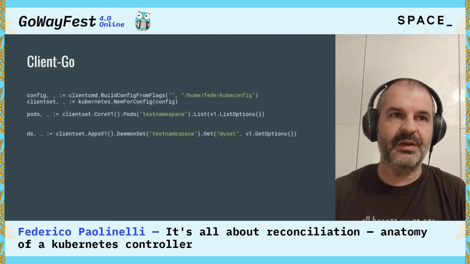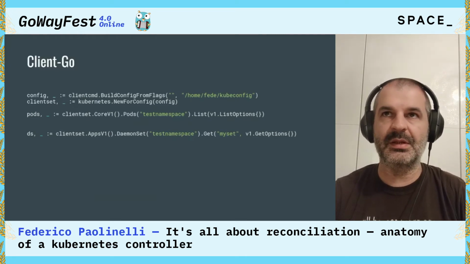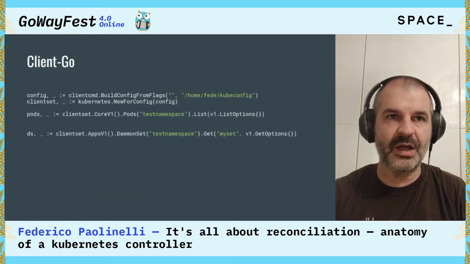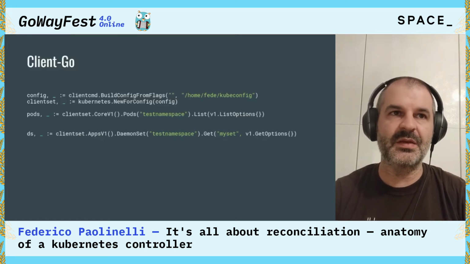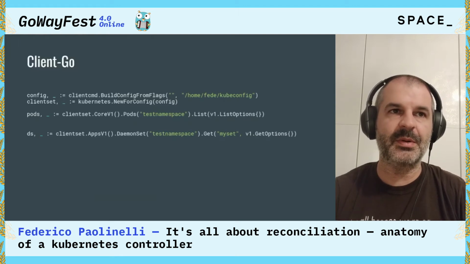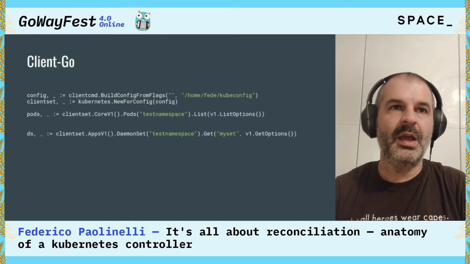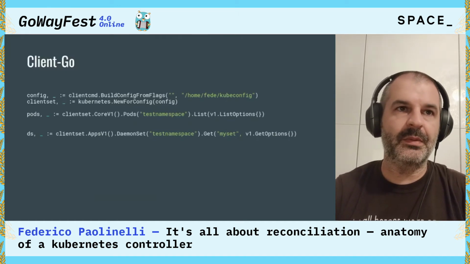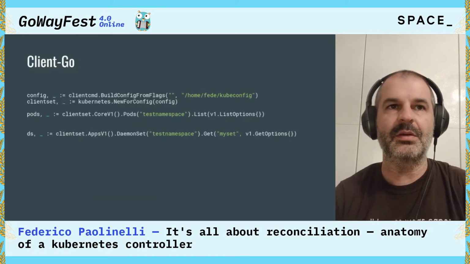In Go, the first thing you have to get is the client set, and you do that by passing it the coordinates of the cluster. It can be done using a kubeconfig file, or there are other ways if your controller is running inside a pod, but at the end of the day you get the client set and you use it for interacting with the cluster.